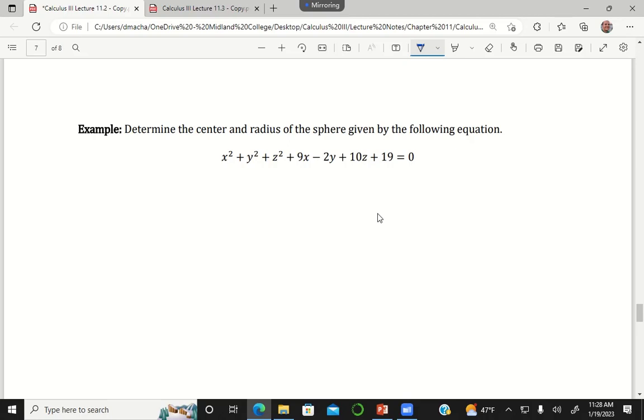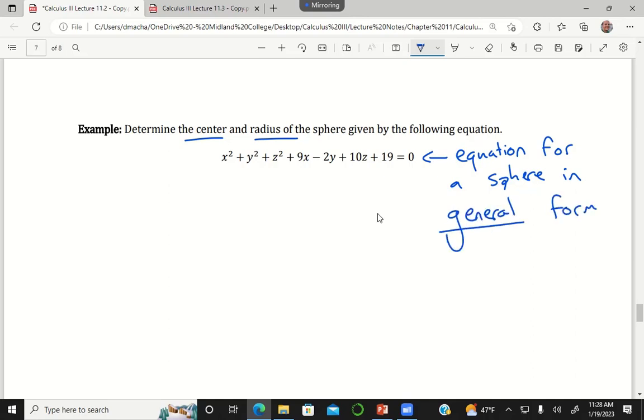Here we go. Determine the center and radius of the sphere given by the following equation. This is what we call the equation for a sphere in general form. The general form equation is always expanded, like it's fully expanded as a polynomial. And you collect all the terms on one side of the equation so that the other side is 0. Usually the right-hand side, we set it equal to 0.